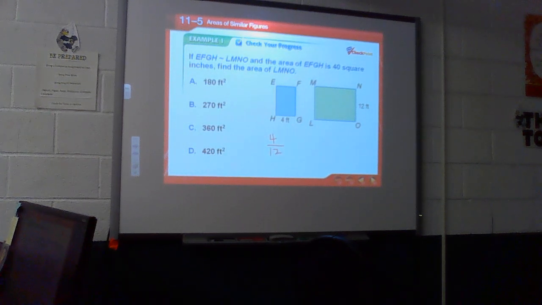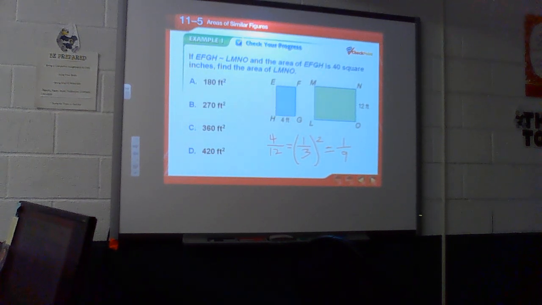And let's reduce that. Now, obviously, you don't have to reduce this before you square it. But if you don't reduce it, then your numbers just get bigger. So if I reduce this, what do I get? 1/3. And then what do I have to do with this scale factor? I'm going to square it, right? So I'm going to take that whole thing and square it. So what's 1/3 squared? 1/9. Remember, when I square a fraction, I'm just squaring the top number by itself and I'm squaring the bottom number by itself.